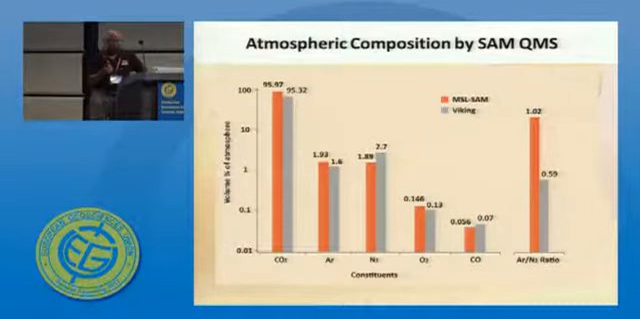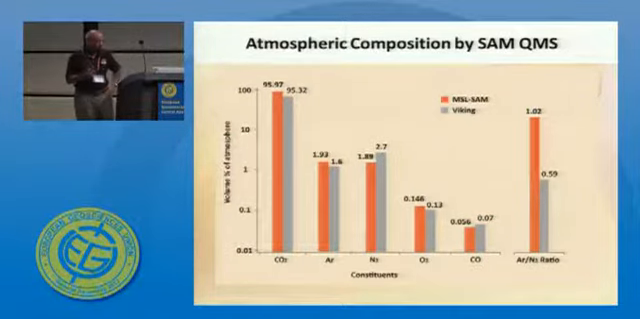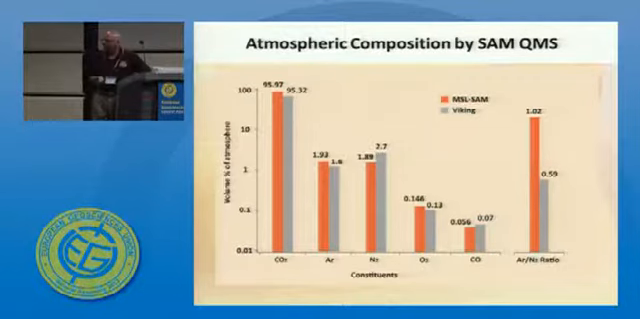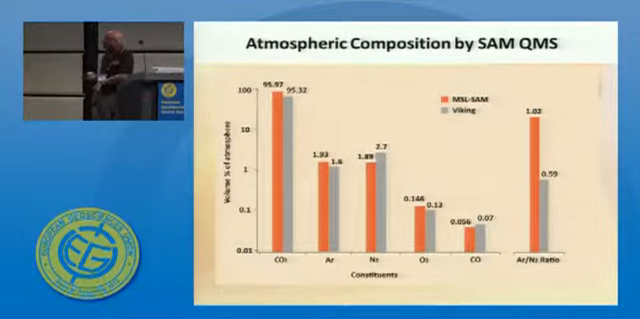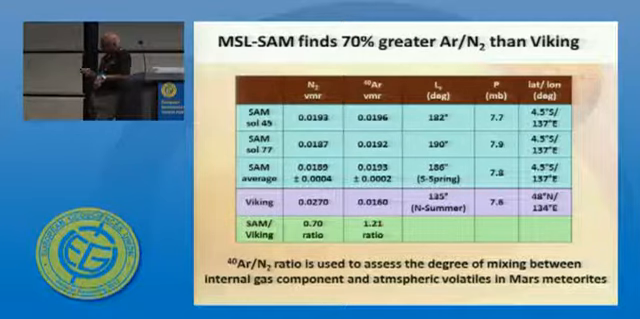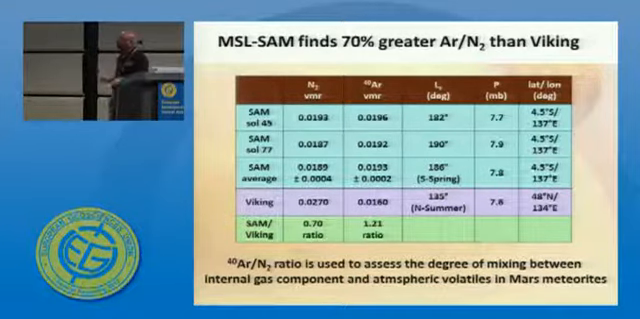Argon is inert. Nitrogen, for all practical purposes, in the part of the atmosphere we are working in, is inert. The ratio of argon to nitrogen should not change from Viking to SAM, to MSL observations. So the same information is in this table, plus some more, and I want to point out a few things here.